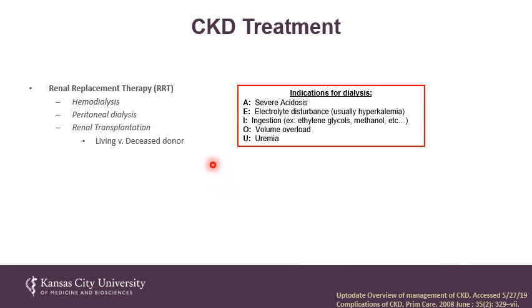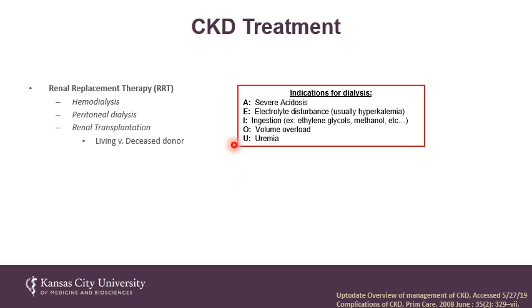So how do you treat it? Well, there's renal replacement therapy, which means that there's hemodialysis, peritoneal dialysis, or transplant. And transplant can be from a living donor or a deceased donor. So someone could donate one kidney. You only need one kidney to live. So I could donate one of my kidneys to a patient and do fine.